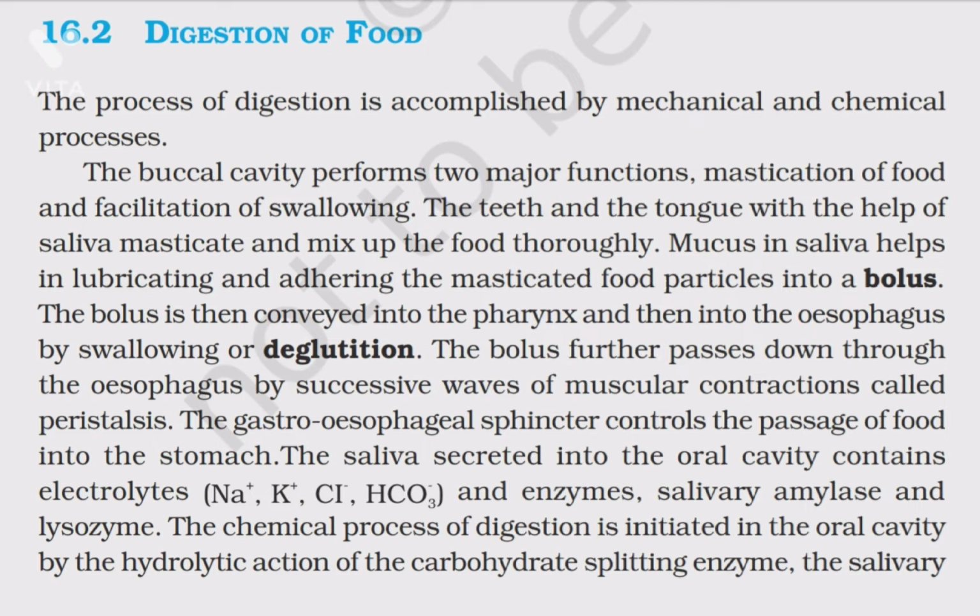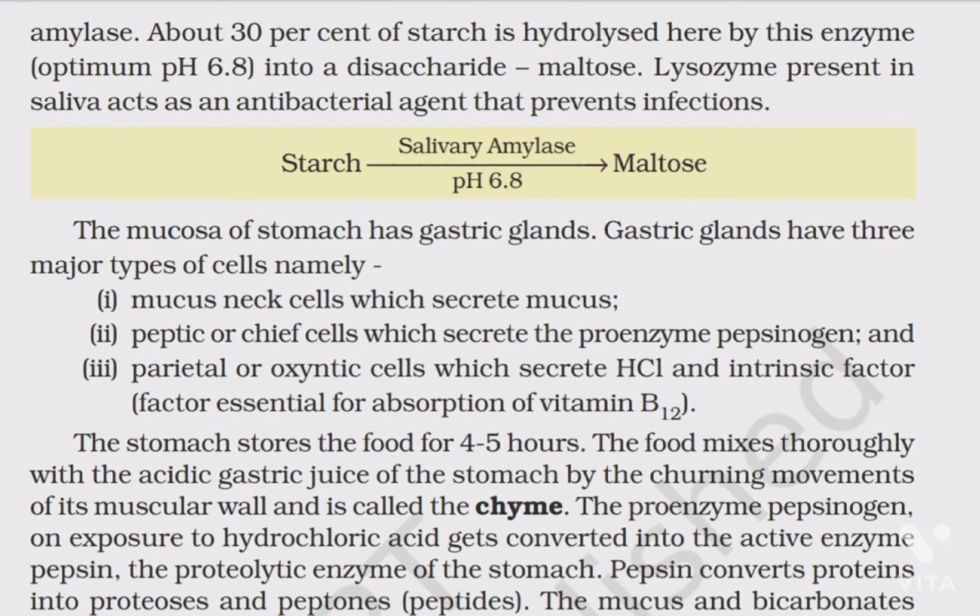The saliva secreted into the oral cavity contains electrolytes Na+, K+, Cl-, HCO3-, and enzymes, salivary amylase and lysozyme. The chemical process of digestion is initiated in the oral cavity by the hydrolytic action of the carbohydrate-splitting enzyme, the salivary amylase. About 30% of starch is hydrolyzed here by this enzyme, at optimum pH 6.8, into a disaccharide, maltose. Lysozyme present in saliva acts as an antibacterial agent that prevents infection.